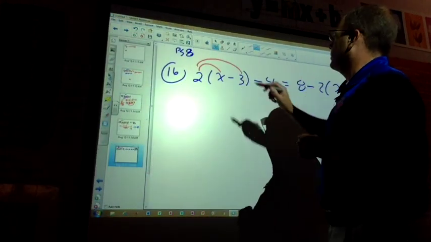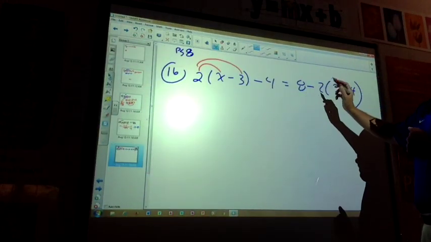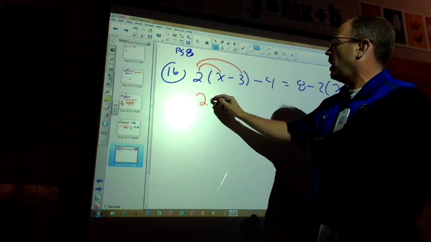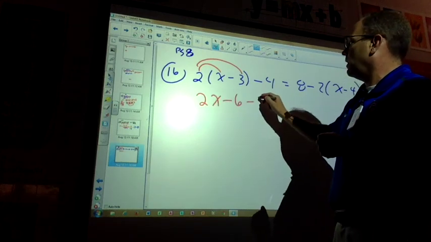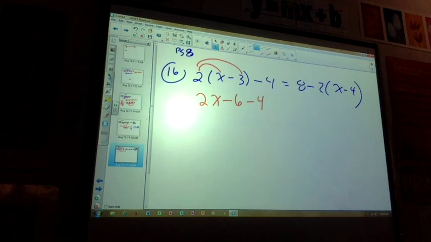Order of operations suggests I multiply that. And I bet you I'm going to find your error here in a second. You probably agree with me here. No? Yes? 2 times x is 2x. 2 times negative 3 is negative 6. The negative 4 comes along for the ride. Still with me?